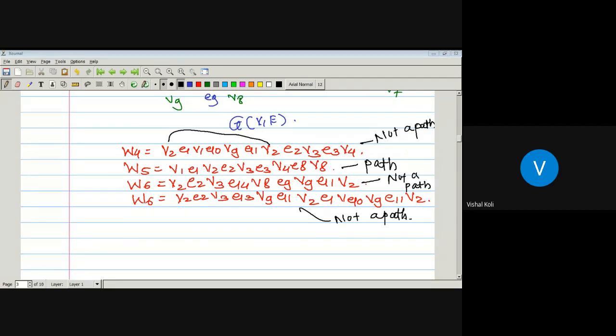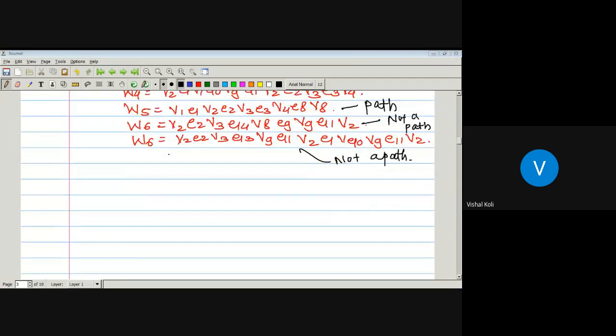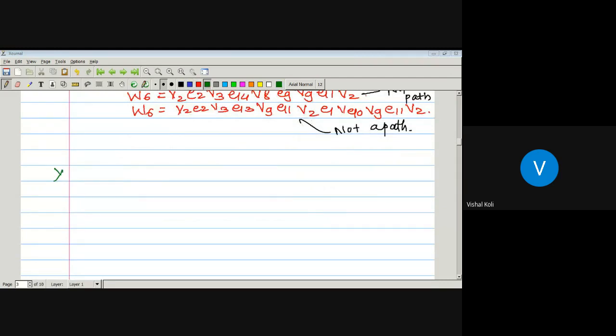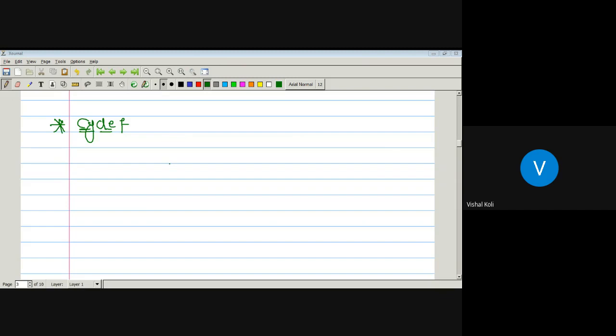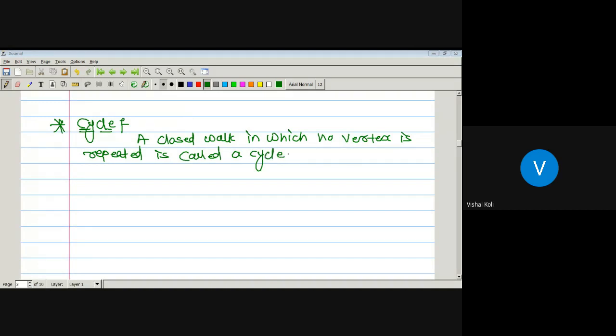Okay. The next definition is nothing but a cycle. See, what is a cycle? A closed walk in which no vertex is repeated is called a cycle. So it is first a closed walk in which no vertex is repeated.